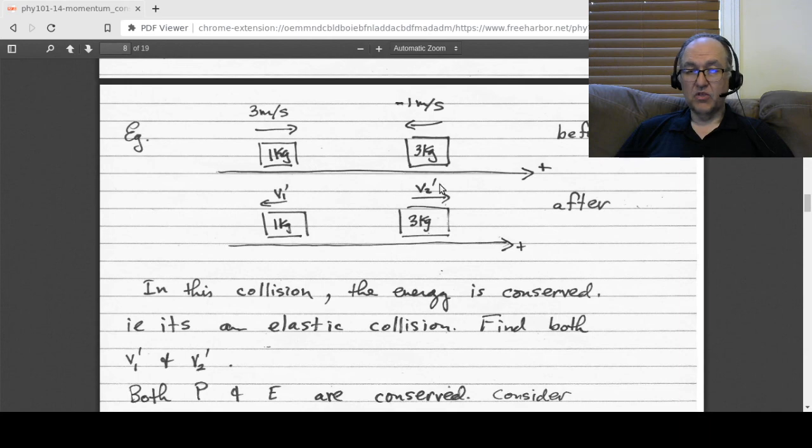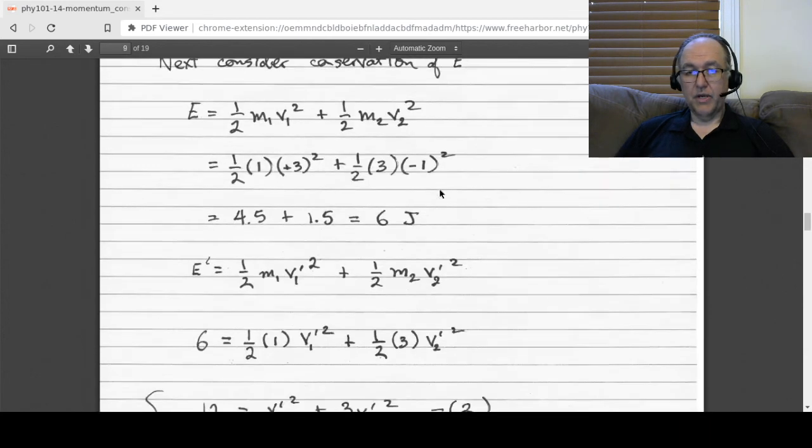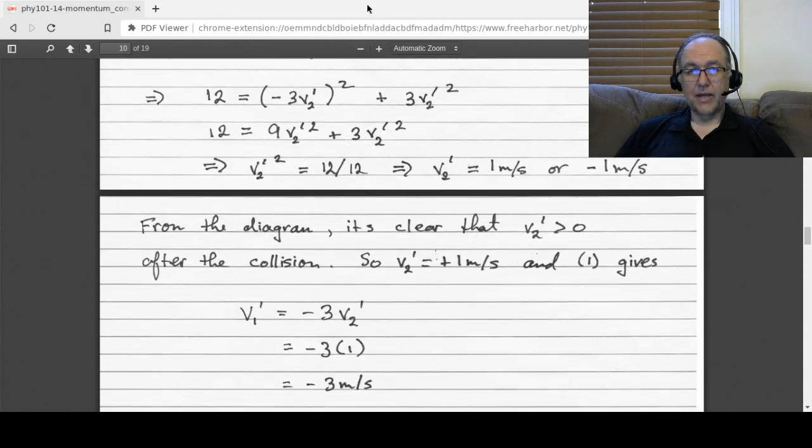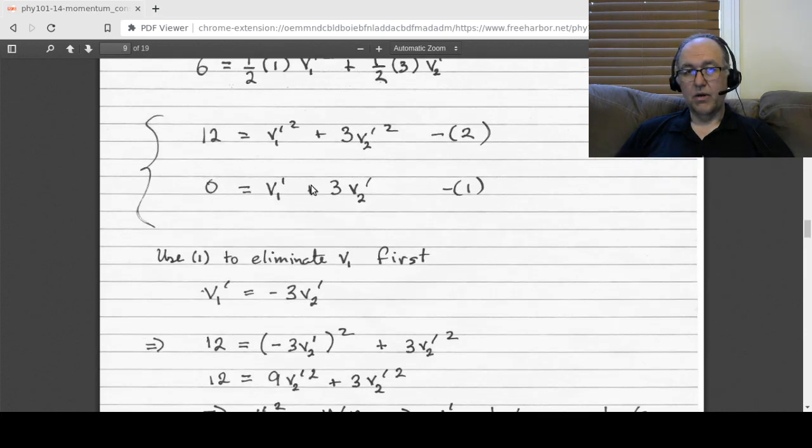So you want the positive solution for v2 primed. So down here, after we got that v2 primed was either positive 1 meter per second or negative 1 meter per second, I say from the diagram it's clear that v2 primed must be positive, and so we want the positive one. Okay, and then once you've got v2 primed, you can use equation 1 again. That's this equation right here.